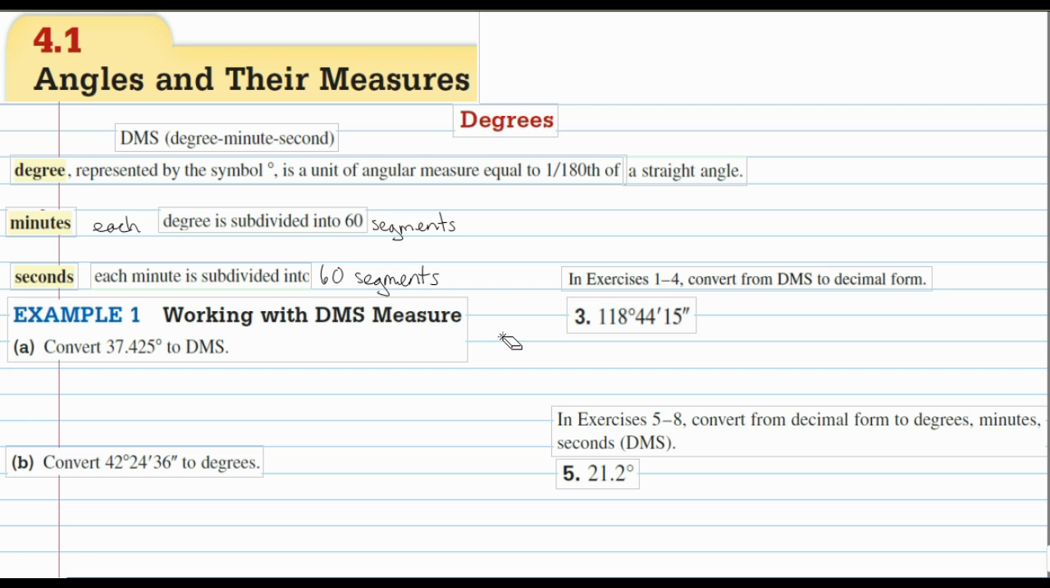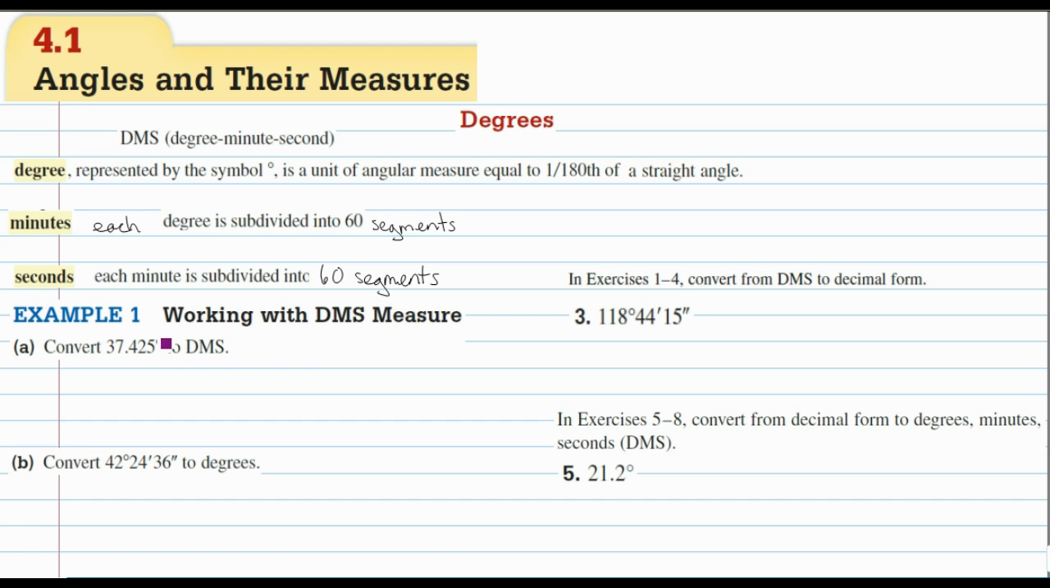Now, each degree is also divisible into 60 minutes, and then each minute is divisible into 60 seconds. Okay, so that sounds familiar to you in terms of minutes and seconds. Yeah, you can think of it like time. An hour has 60 minutes, and every minute has 60 seconds. Same thing.